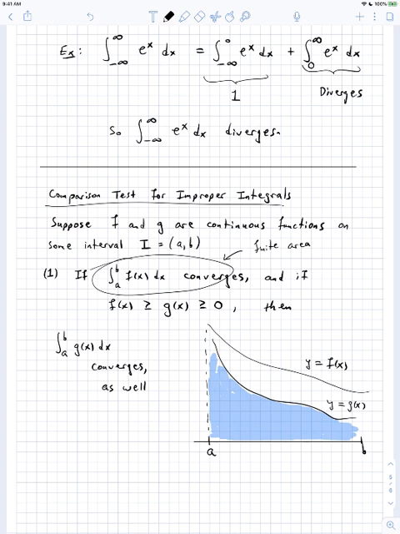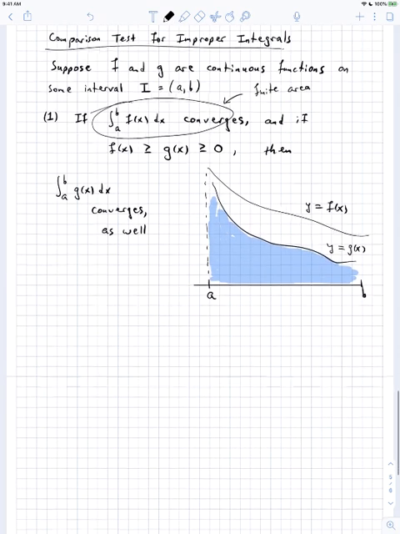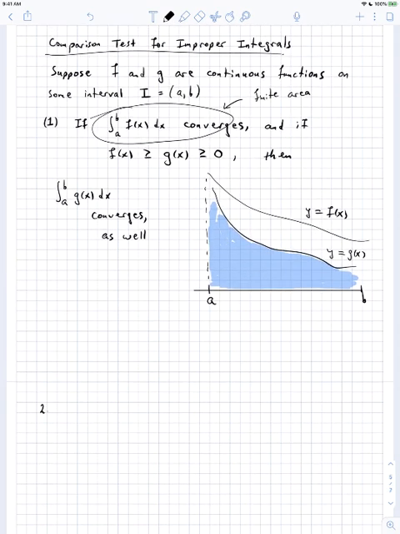So that's the first statement. So if you know that f is bigger than g, and you know that the improper integral of f converges, then the smaller improper integral of g must converge as well. Well, what's the second statement? If there's one, there's probably a two.